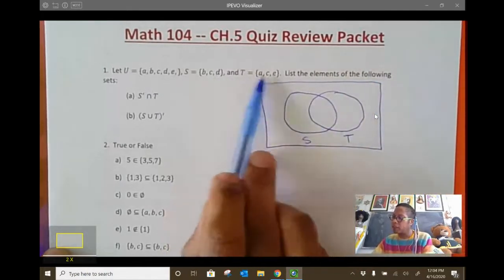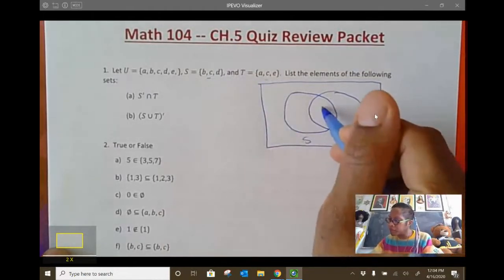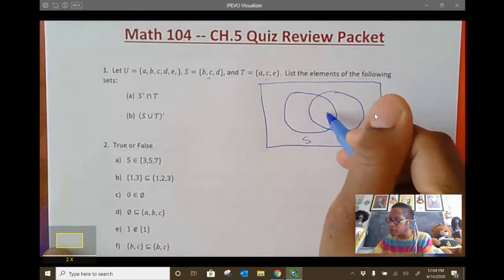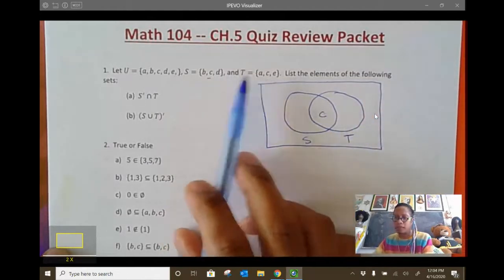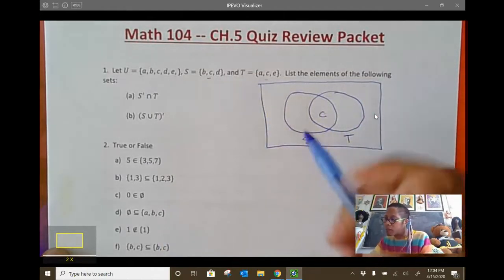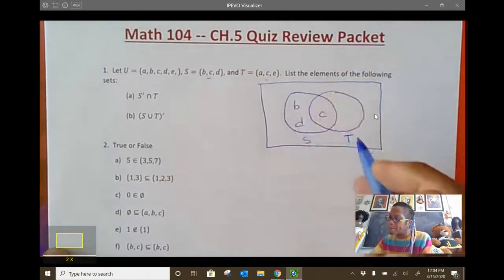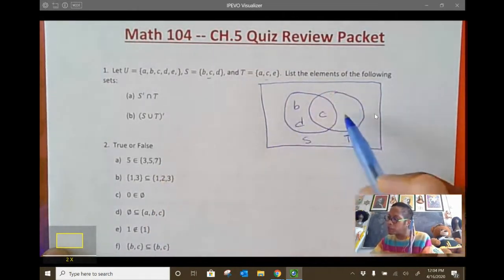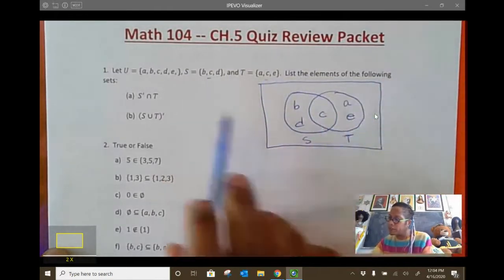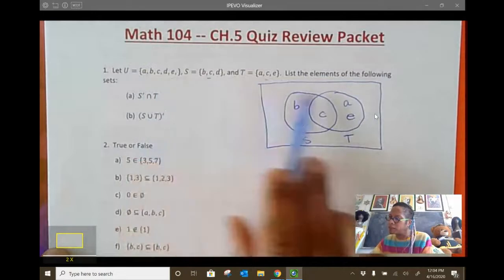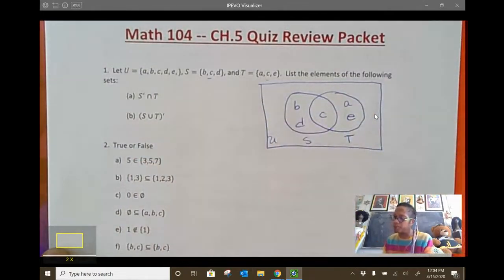Look to see, is there anything in common in these 2 sets? Yeah, the C is in common. Is that the only thing they have in common? Looks like that is the case. So what else should be in the left wedge? Well, there's a B and a D. And what should be in the right wedge? Well, we have an A and an E. And is there anything outside the circle? A, B, C, D, E is the universe. The whole universe is there, so there's nothing outside the circle.